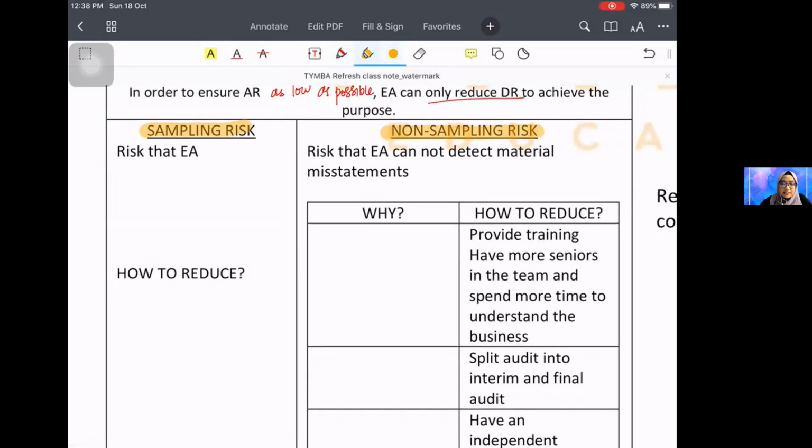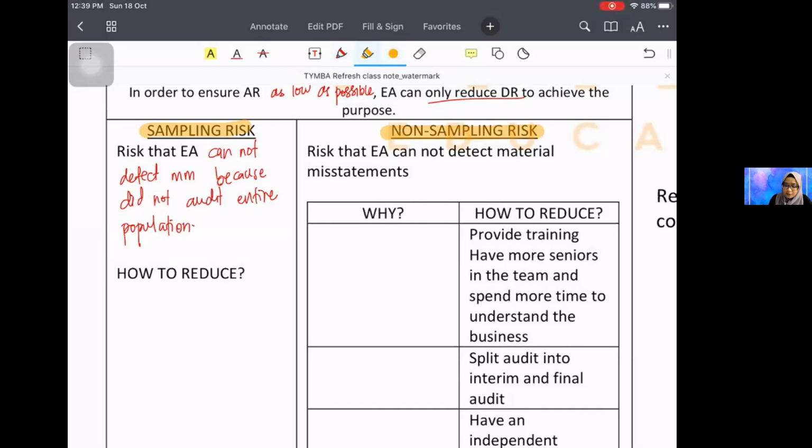Okay. So sampling risk is the risk that EA cannot detect material misstatements because did not audit the entire population. Okay, since this is a refresh class, you should know that auditors only perform their audit work on a sample basis. They use audit sampling in their everyday work in order to detect material misstatement. So due to that reason, they create sampling risk. However, it is something unavoidable because auditors are unable to audit the whole 1,000 transactions per month, or the whole 1,000 transactions per year. That's why they have to use the audit sampling basis.